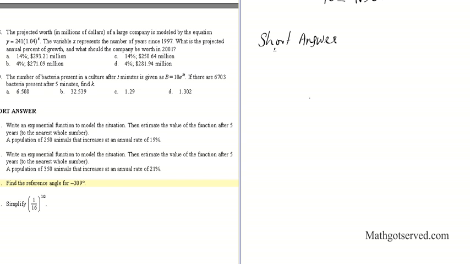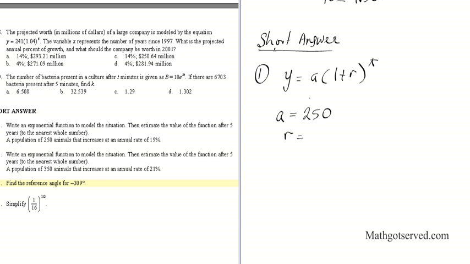Short answer number 1. We're going to use the formula y equals a times 1 plus r to the t. The initial amount a that you're starting with is 250. The growth rate r in percent is 19 over 100, which is 0.19. Move the decimal point forward twice because there are 2 zeros. The time is 5 years.